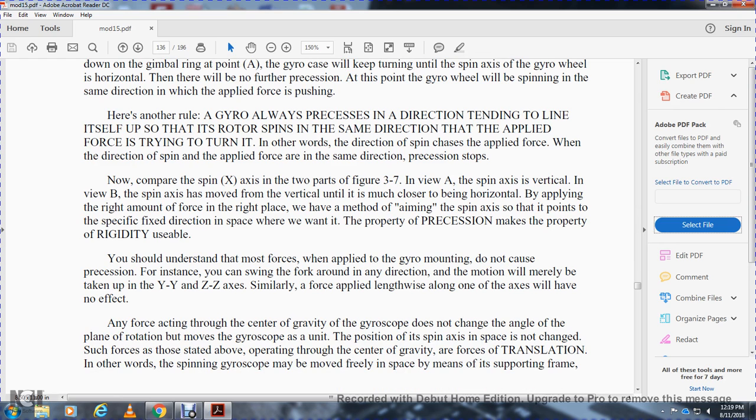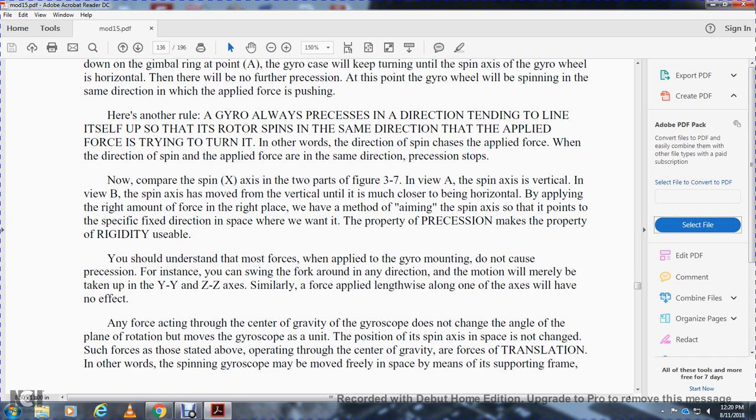We have moved the aim of the spinning axis to a point with a specific fixed direction in space. The property of precision makes the rigid gyro unstable and usable. You should understand that most forces applied to the gyro mounting do not cause precession. You can swing the force around in any direction; motion will occur only about the Y and Z axes. Similarly, a force applied along the length of one of the axes will have no effect, and any force acting at the center of gravity of the gyroscope does not change the plane of rotation of the gyroscope unit.